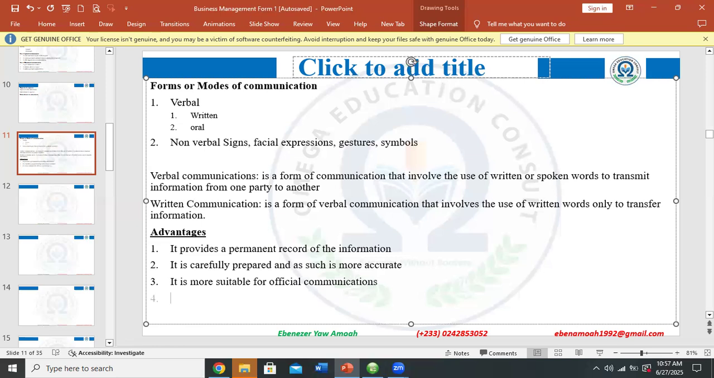For example, if you want employment in an organization, you have to write, right? So it's more suitable for official communications. It ensures uniformity of message transmitted to people in different locations. So that is some of the advantages.